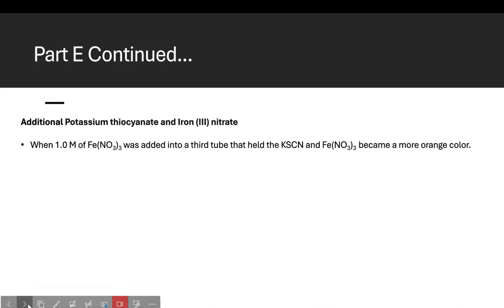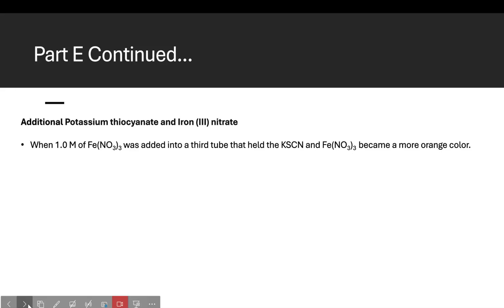Continuation of part E, we added potassium thiocyanate and iron(III) nitrate. When we added the Fe(NO3)3 to the solution that was already in the tube, it became a slightly more orange color. It was not a very prominent change, however, it was enough to take note of.